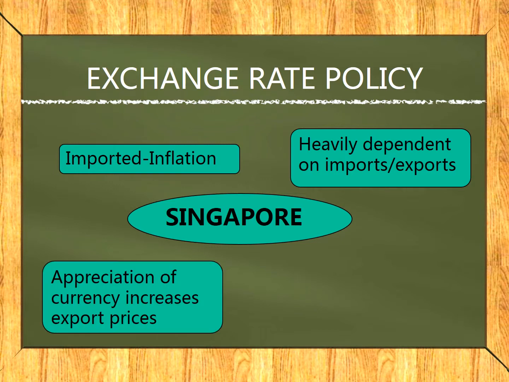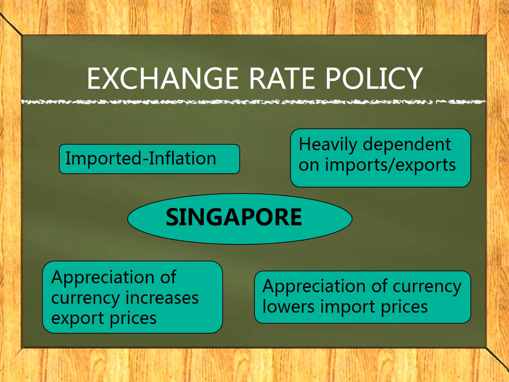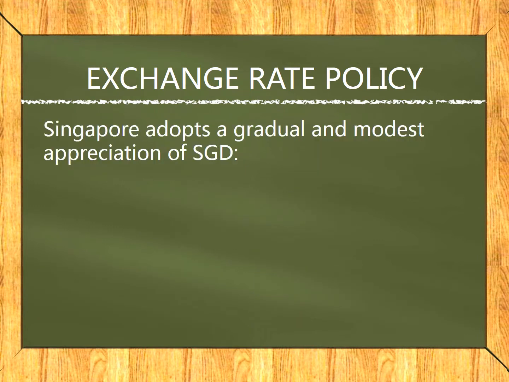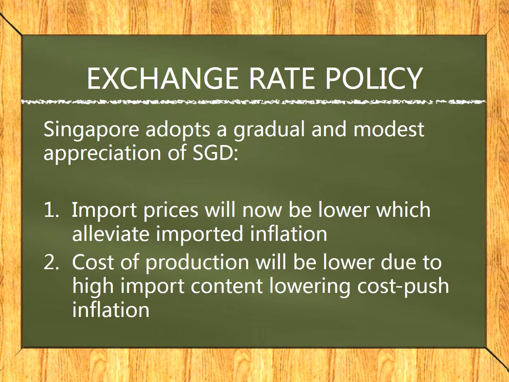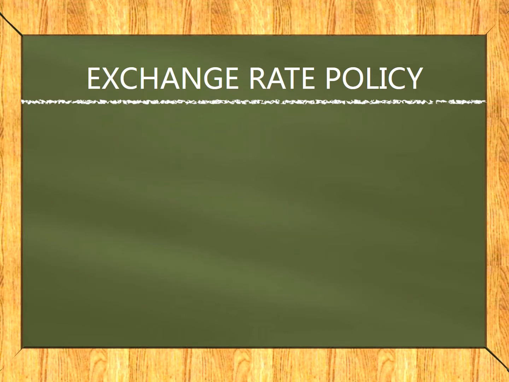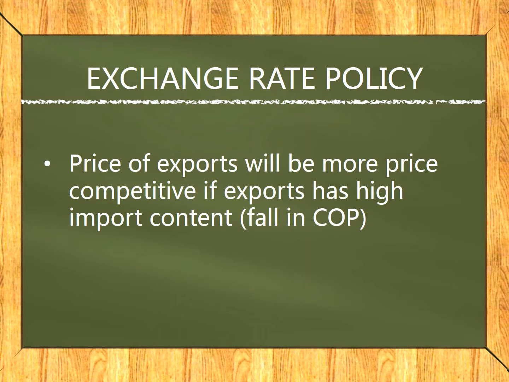Hence, an appreciation of domestic currency will lead to an increase in export prices and a fall in import prices. The exchange rate policy that Singapore adopts is the gradual and modest appreciation of the Singapore dollar. Hence, import prices will now be lowered, which helps to alleviate imported inflation. Cost of production will also be lowered due to high import content, lowering cost-push inflation. With the appreciation of the Singapore dollar, the cost of production will now fall for exports which depend on imports as their main factors of production.